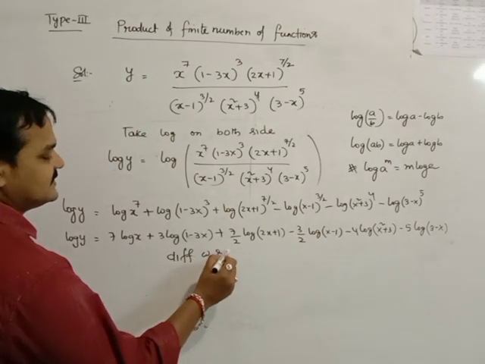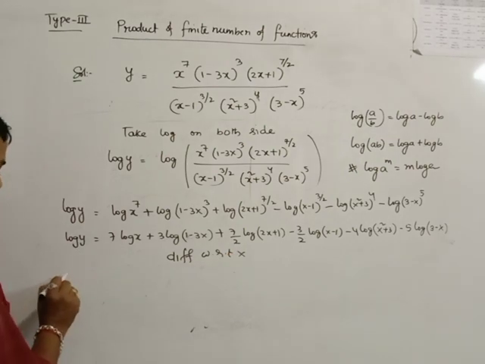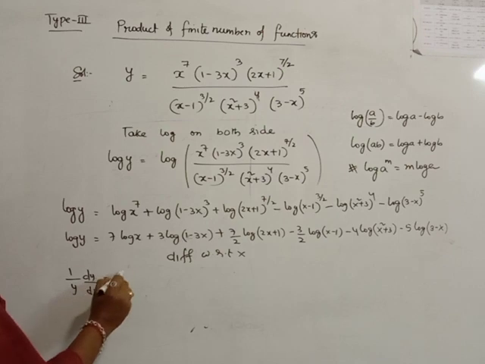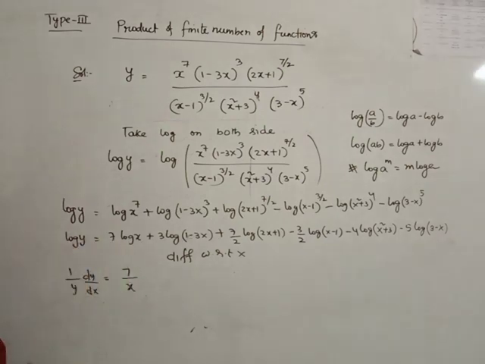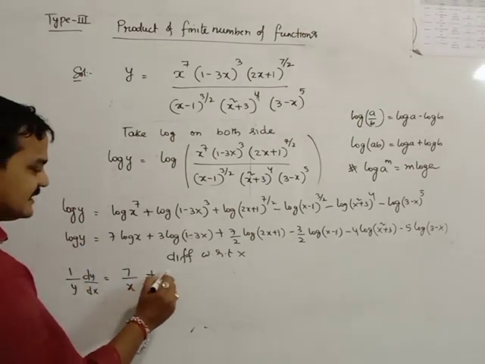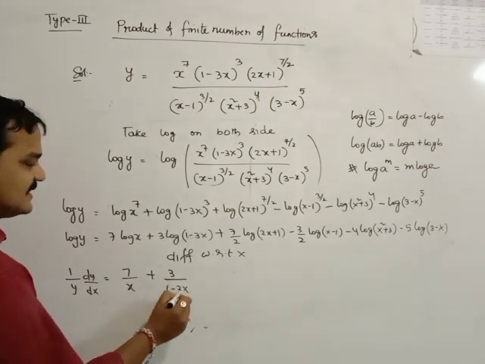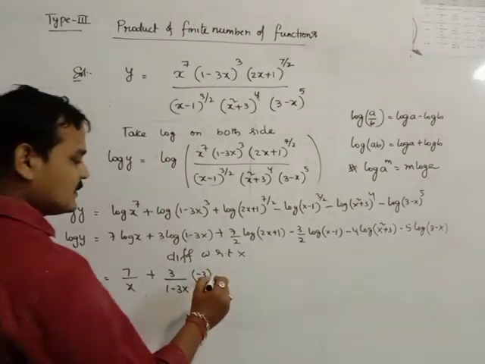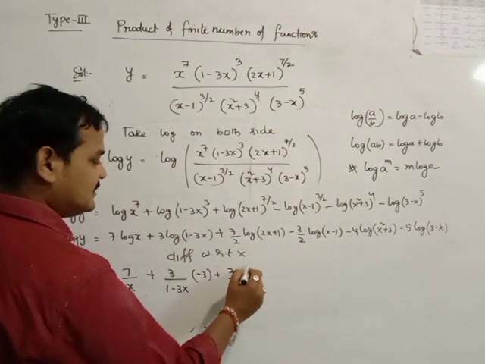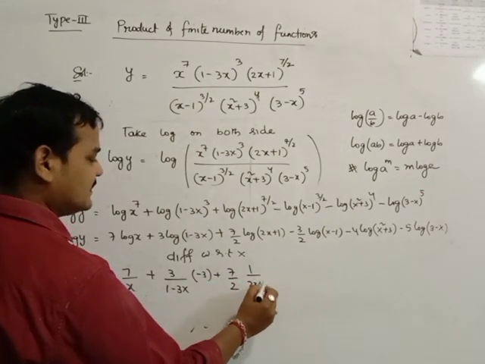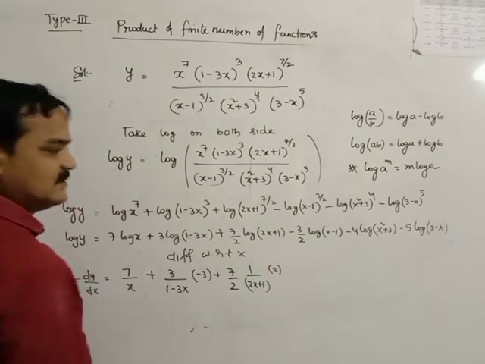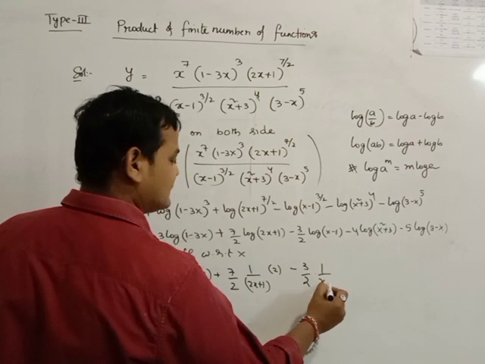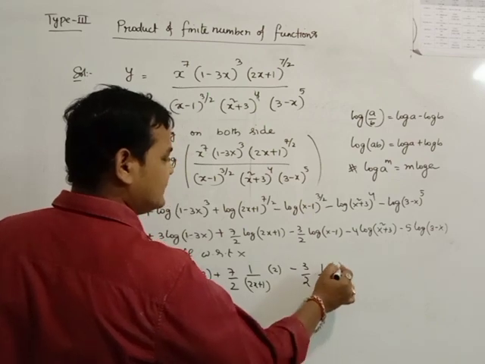Now differentiate with respect to x. Then log y converts into 1 by y dy by dx is equal to 7 by x, because the derivative of log x is 1 by x. Again, it is 3 by (1 minus 3x) into the derivative of (1 minus 3x), which is minus 3, plus 7 by 2 into 1 by (2x plus 1) into the derivative of (2x plus 1), which is 2, minus 3 by 2 into 1 by (x minus 1), and the derivative of (x minus 1) is 1.